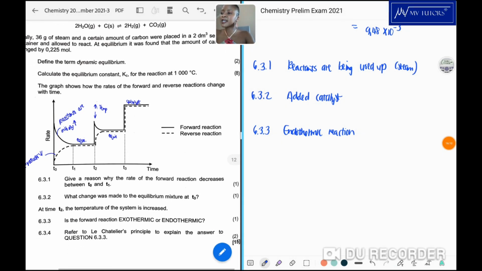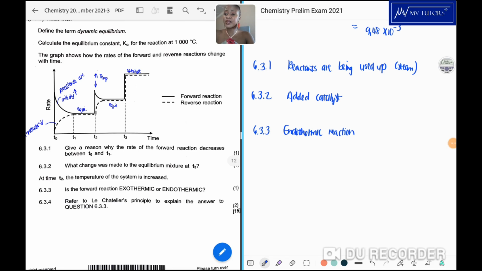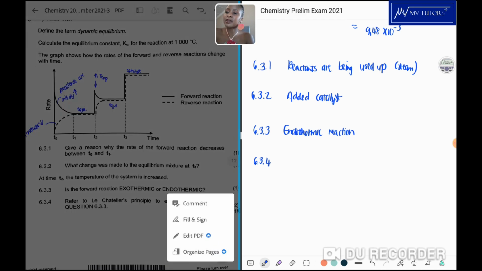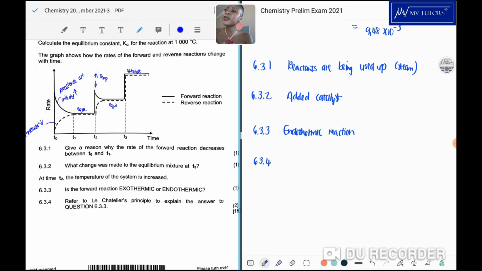All right, and then 6.3.4 it says, refer to Le Chatelier's principle to explain the answer in question 6.3.3. Okay, I'm going to try to explain it first in words and try to summarize it in writing. So when you increase temperature, let me just make notes there. If you increase temperature, you see that both the forward reaction and the reverse reaction increase. Okay, but the forward reaction increases more. And that's why we could formulate that it is actually an endothermic reaction on the reactant side. Okay, yes, the forward reaction is endothermic.